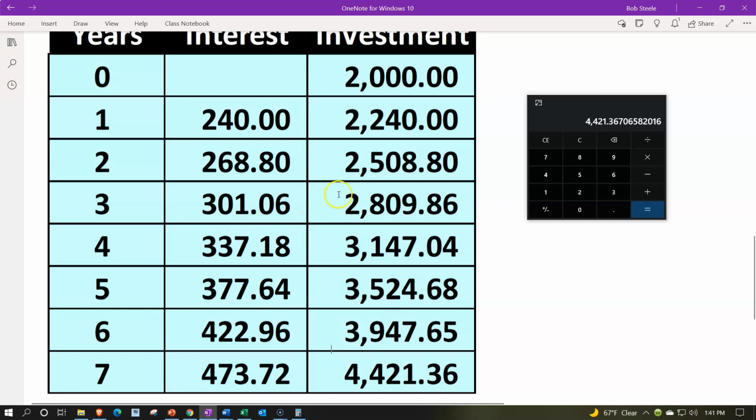Oftentimes, it's useful to know what the interest is per year. It's also useful to know that if you're thinking about something like tax implications with these kinds of future value and present value calculations as they relate to personal finance.